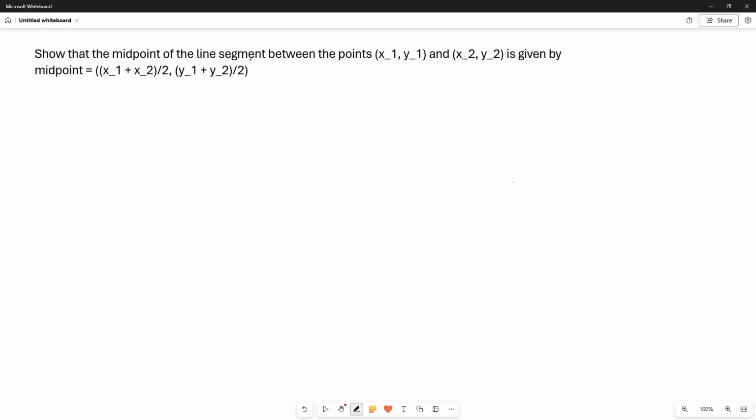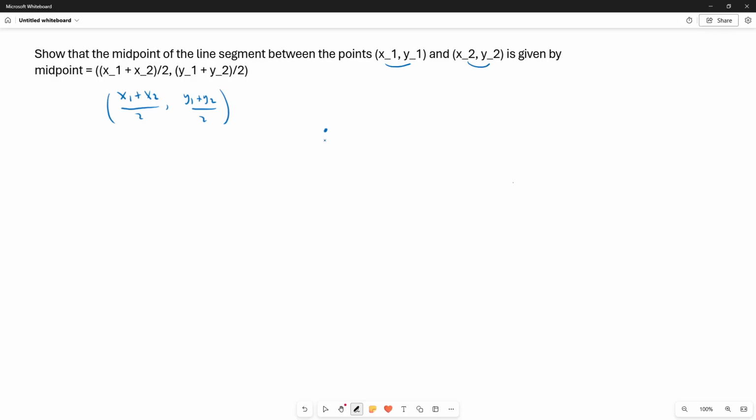Show that the midpoint of the line segment between the points x1, y1 and x2, y2 is given by the formula: midpoint equals the average of the x coordinates, (x1 plus x2) divided by 2, comma, the average of the y coordinates, (y1 plus y2) divided by 2.